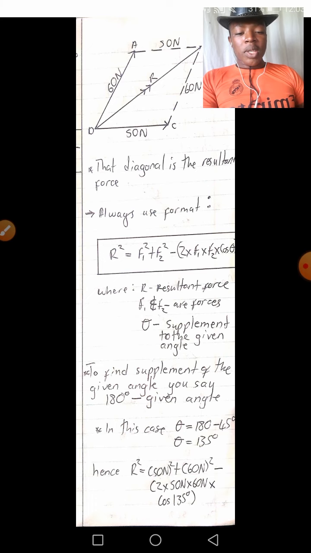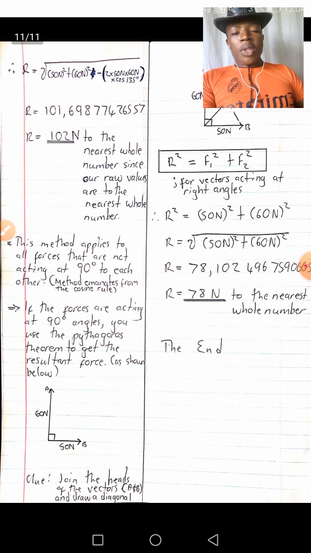Therefore, R squared is equal to 50 Newton squared plus 60 Newton squared plus 2 times 50 Newtons times 60 Newtons times cos 135 degrees. When you are working out physics problems, you should always put the units. If you don't put the units, you won't get a mark there. On the following page, R continues to be worked out. We get R is equal to root of 50 Newton squared plus 60 Newton squared minus 2 multiplied by 50 Newtons multiplied by 60 Newtons multiplied by cos 135 degrees.